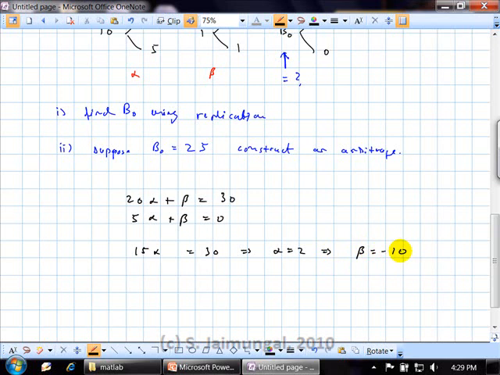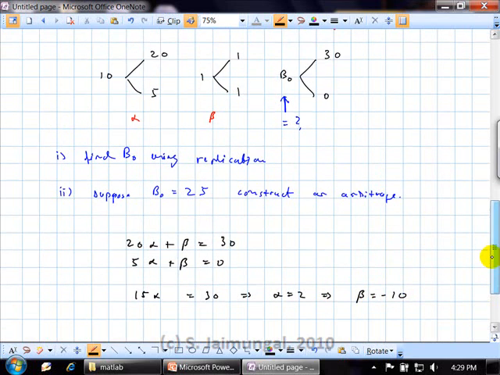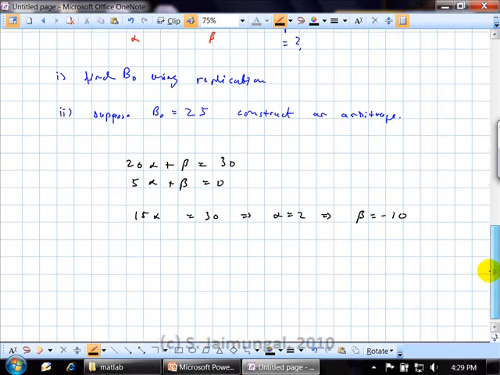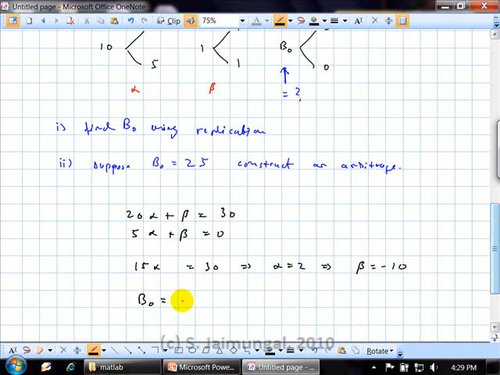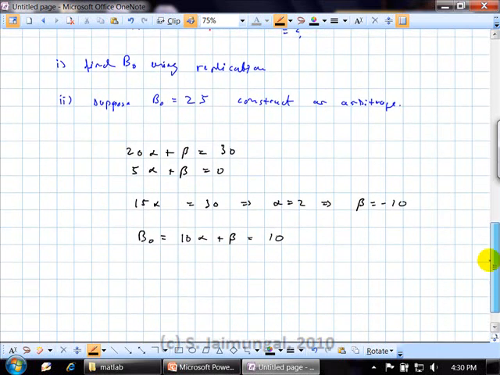And put 2 into, say, the bottom equation, and you get beta equals minus 10, okay? So this means you should buy 2 units of the asset A and short or sell 10 units of the money market account, and this will replicate the payoff, and then B0 has to be the initial price, so that's 10 times alpha plus beta, and in this case, that would give me $10, right? So hopefully we got that. 20 minus 10 is 10, good.